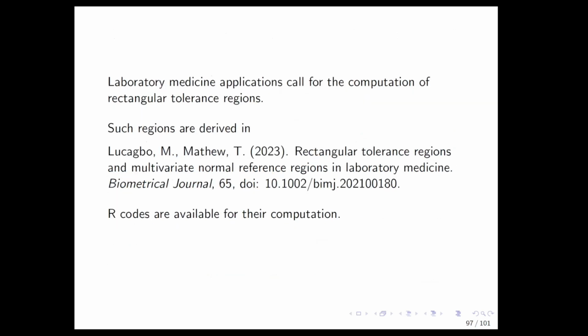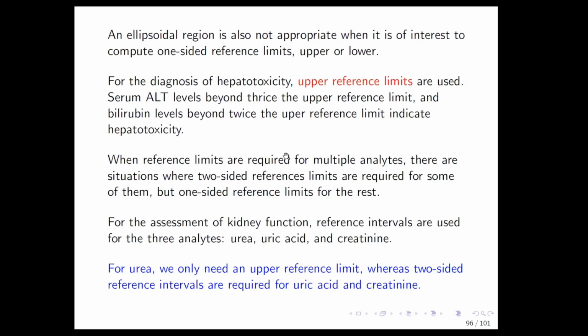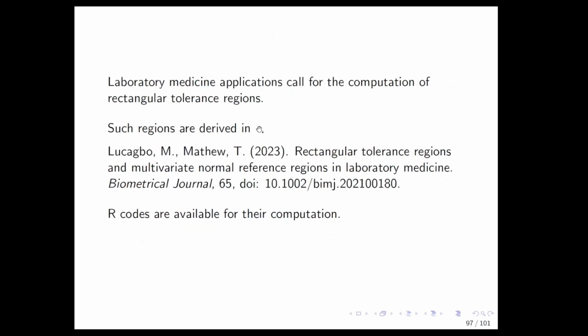So basically, what we need is a rectangular region, one that will, for each component, take into account the cross correlations. I will not go into the computation of the rectangular region. It takes some time to explain, but we developed that in this recently published paper, how to compute multivariate rectangular tolerance regions that take into account the cross correlations, and we applied it to various laboratory medicine problems.